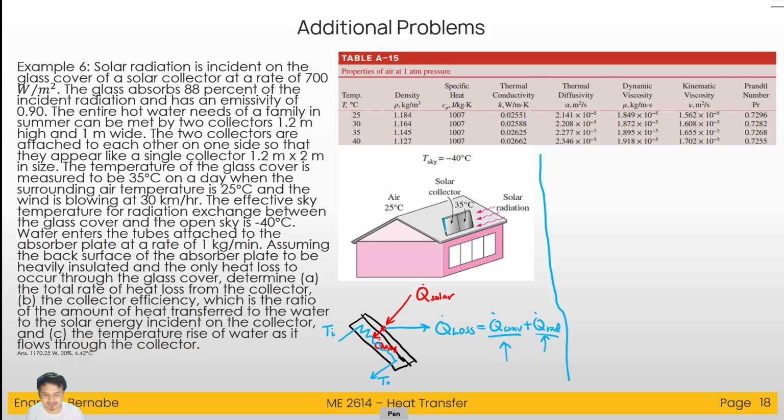In this case, we have a flat plate, so we will just use the flat plate considerations. For flat plates, always remember that we always use the film temperature, which is the average temperature of the surface and the free stream. The free stream air is 25, and the surface is 35. So 25 plus 35 divided by 2 is 60 over 2, therefore we should use 30.